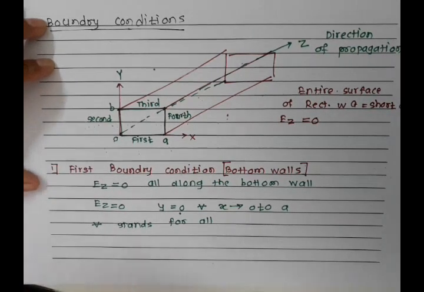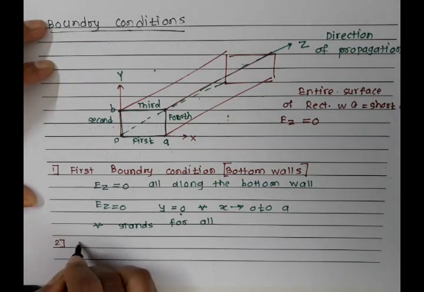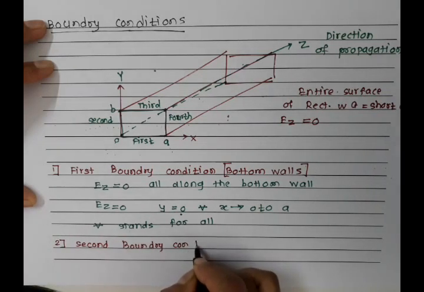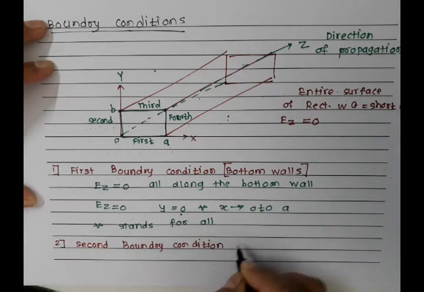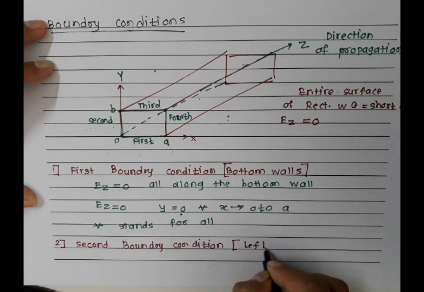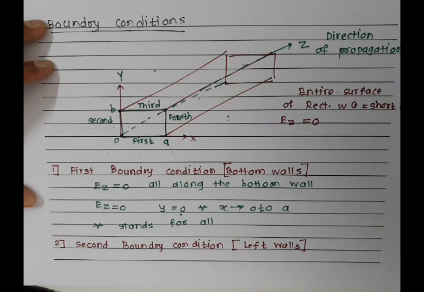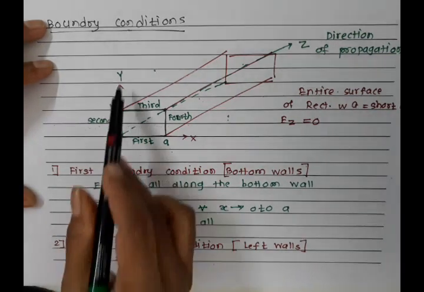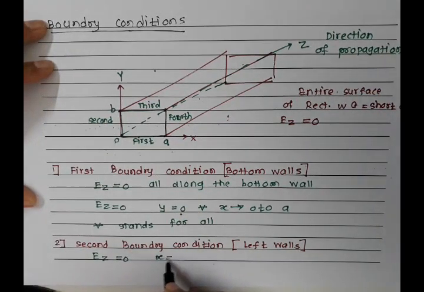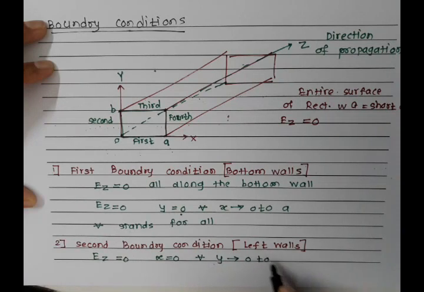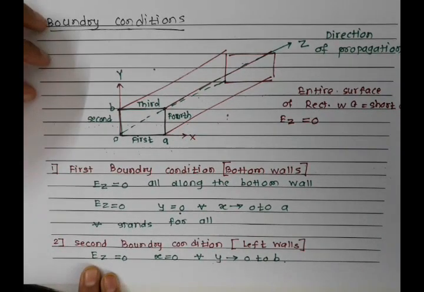Now we will assume the second boundary condition. What is your second boundary condition? My second boundary condition is the left side wall. So for the left wall you can write Ez is equal to 0, whereas on the left side your x is equal to 0 and for all y varies from 0 to b. So this is my second boundary condition.